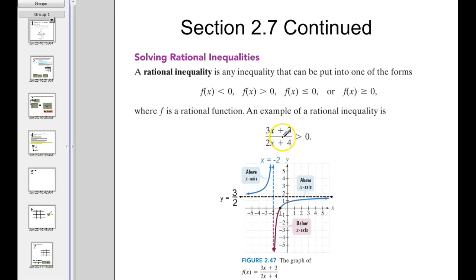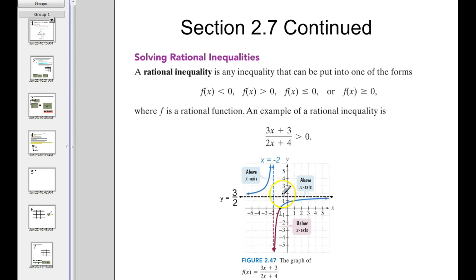What makes this top equal to 0? Negative 1 does, so we've got a dot there. What makes this function have a vertical asymptote? Negative 2, because 2 times negative 2 plus 4 is 0. So x equals negative 2 is our vertical asymptote. Remember, we talked about that being where division by 0 takes place. So a zero of the denominator also has to be included, not just the zeros of the function itself, which come from the numerator, but the zeros of the denominator as well.